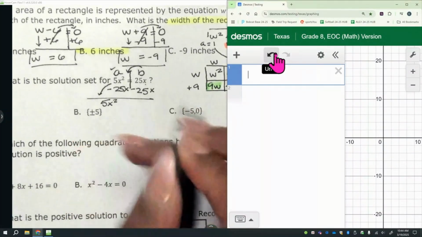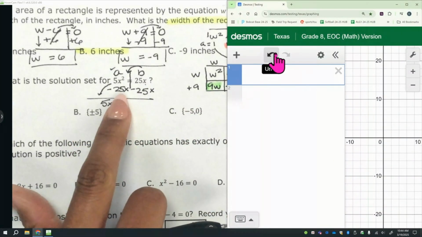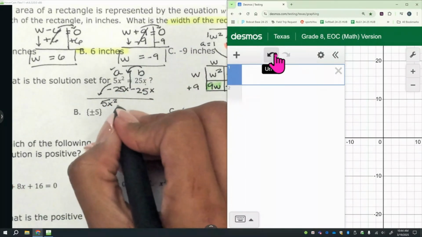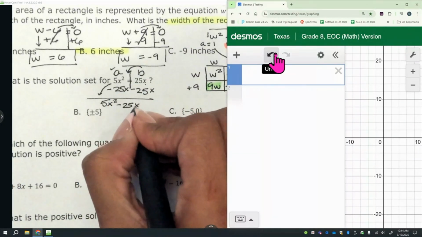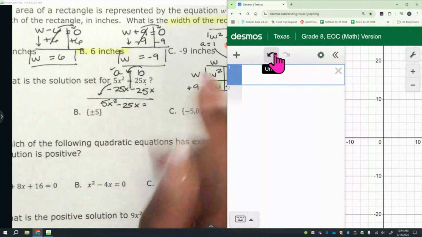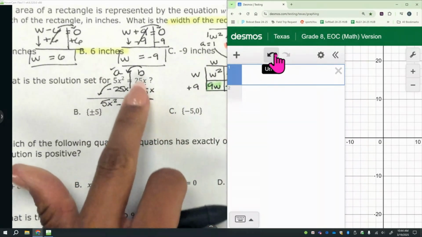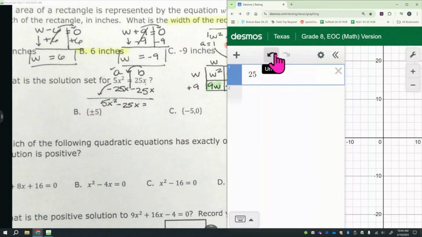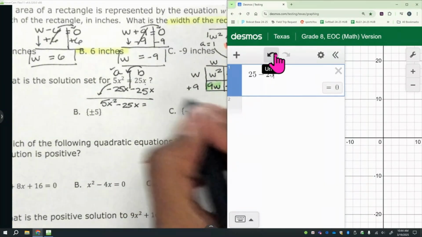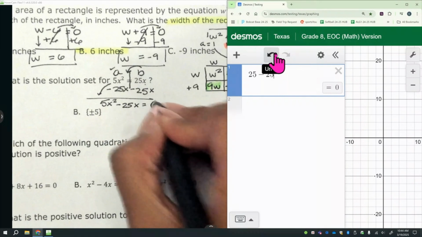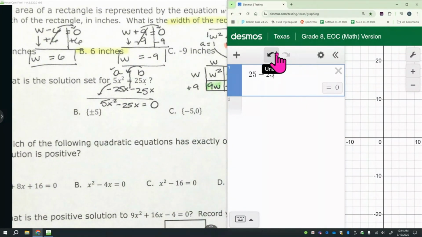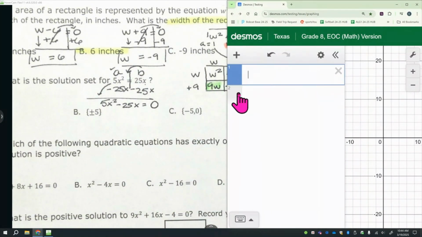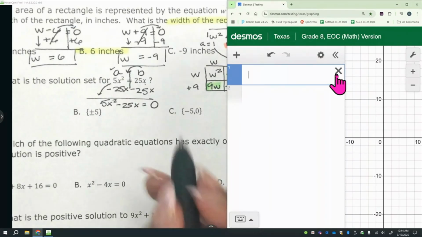Bring it down, 5x squared. Now we're going to bring down our new b, which is a negative 25x, my equal sign. Now on the other side of the equal sign, we have 25 minus 25, which is 0. Or 25 plus negative 25 still equals 0. So now it's set up pretty enough to type into Desmos and find my answer.